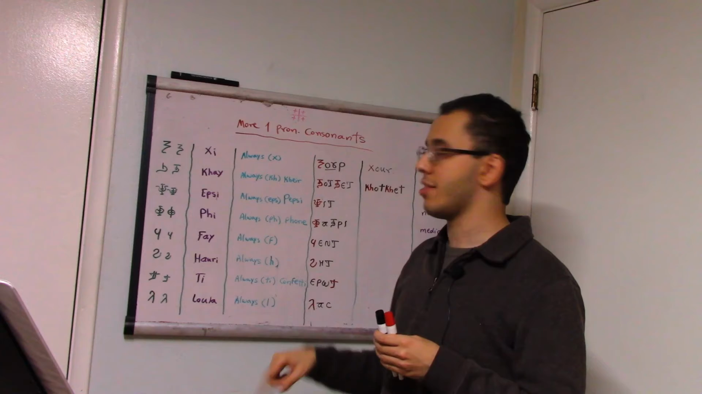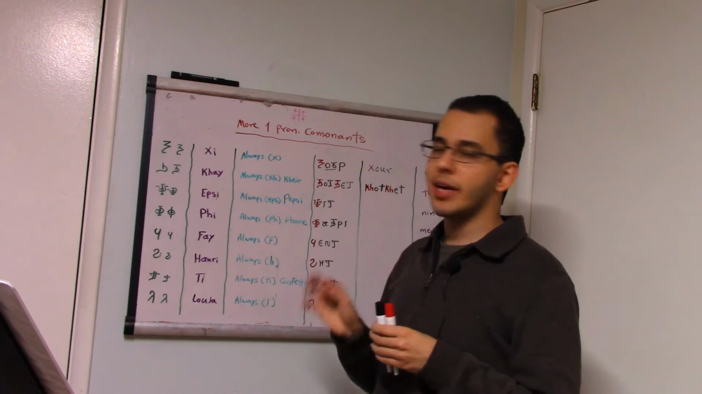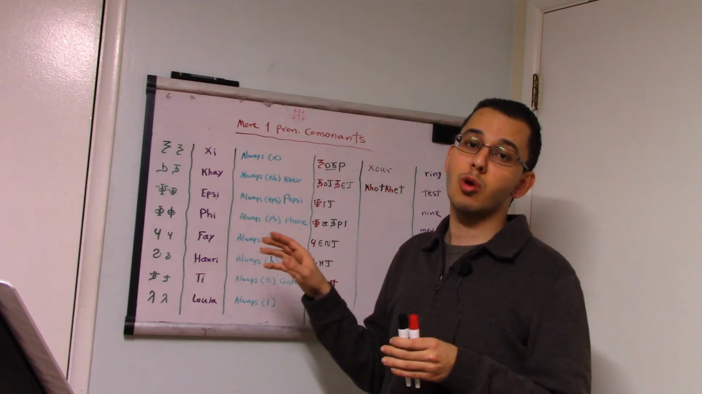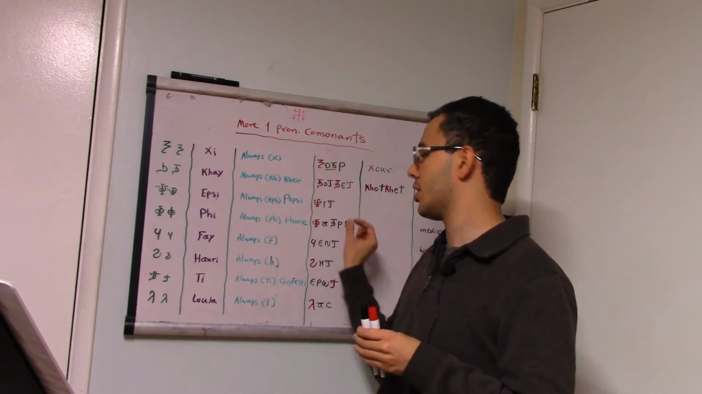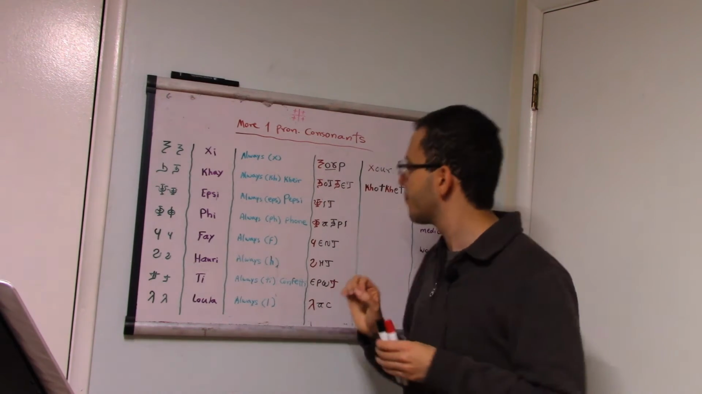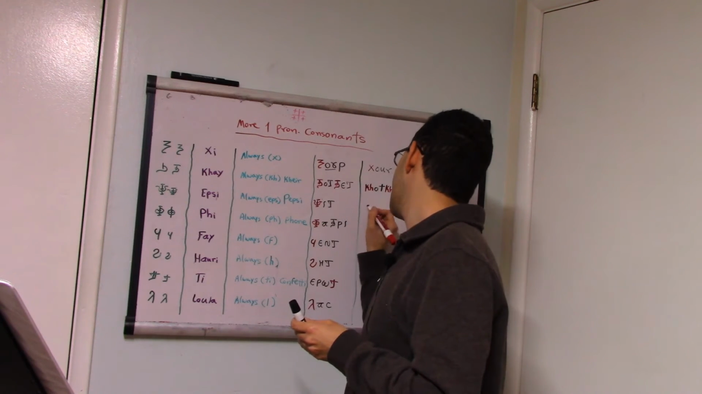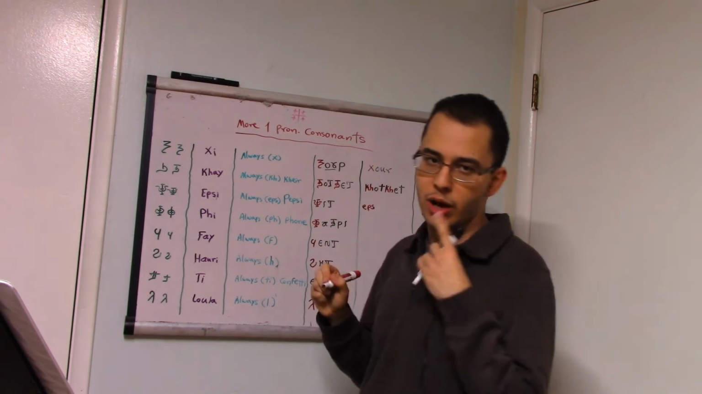Next one is Epsi. Epsi makes a 3-letter sound, Eps. The best word I could think of is Pepsi, because it has the exact Eps sound that you want. And so the example word first is the Epsi. So it makes an E-P-S. This is all one sound.